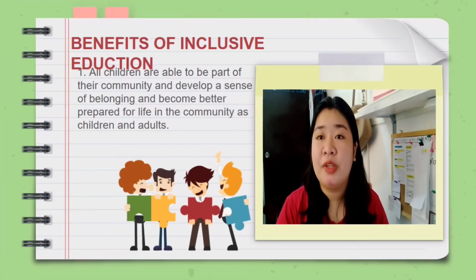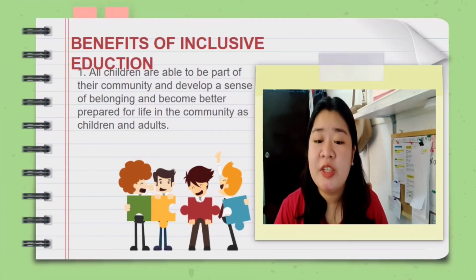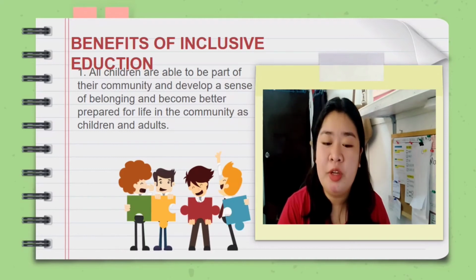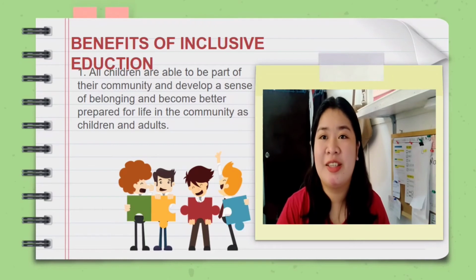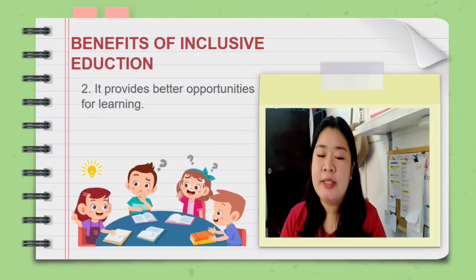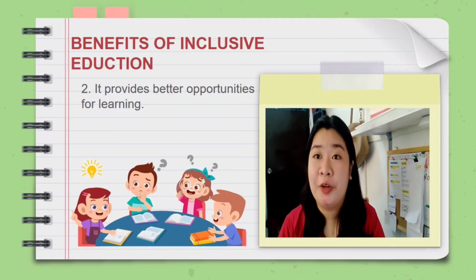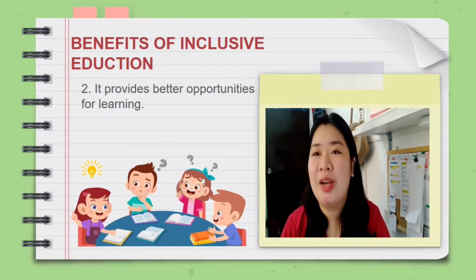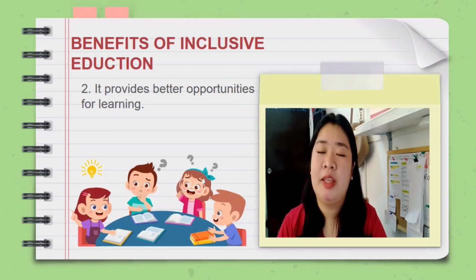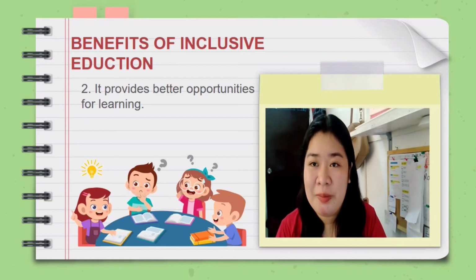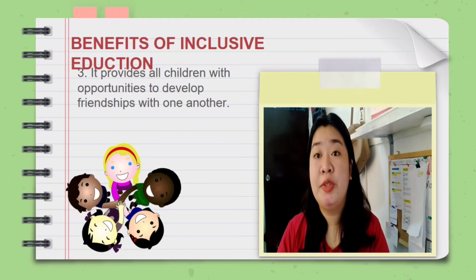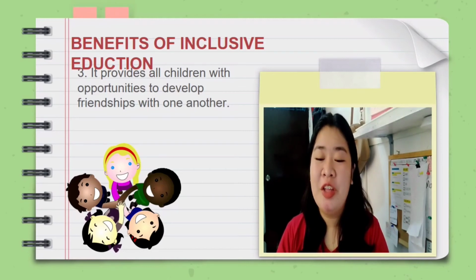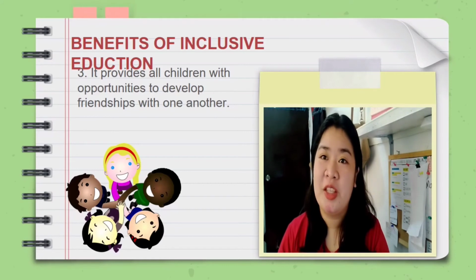And I have here some benefits of inclusive education. First, all children are able to be part of the community and develop their sense of belonging and become better prepared for life in the community as children and adults. Next, it provides better opportunities for learning. They said that children with varying abilities are often better motivated when they learn in classes surrounded by other children. It also provides children with opportunities to develop friendship with one another. Friendships provide role models and opportunities for growth.